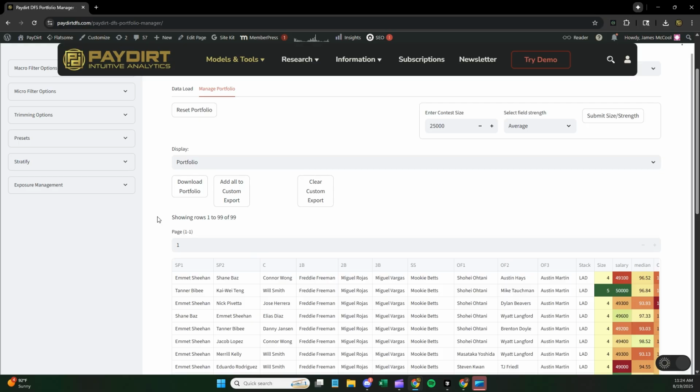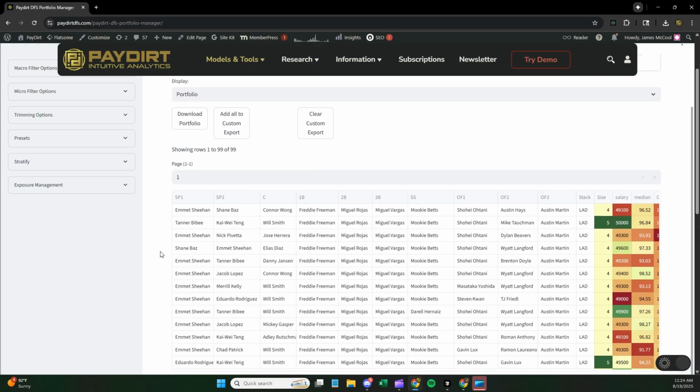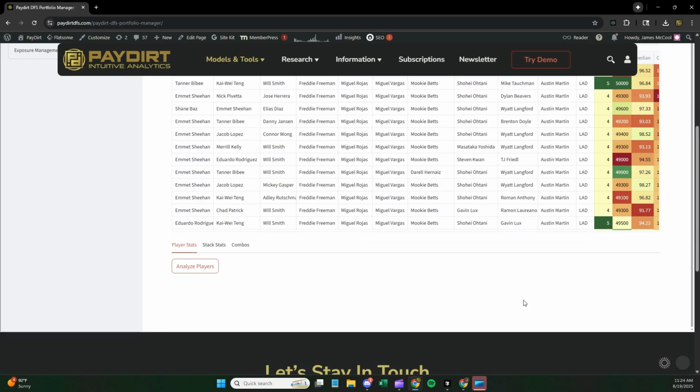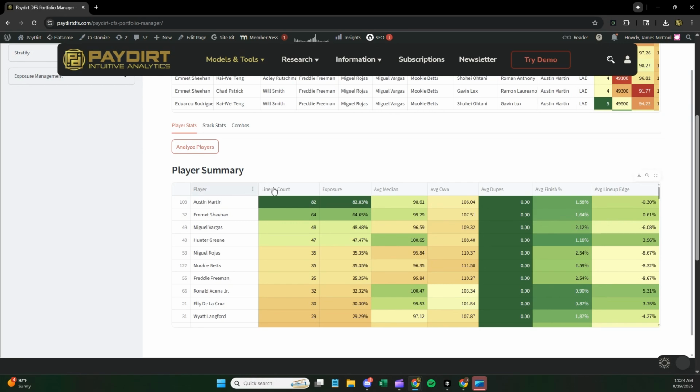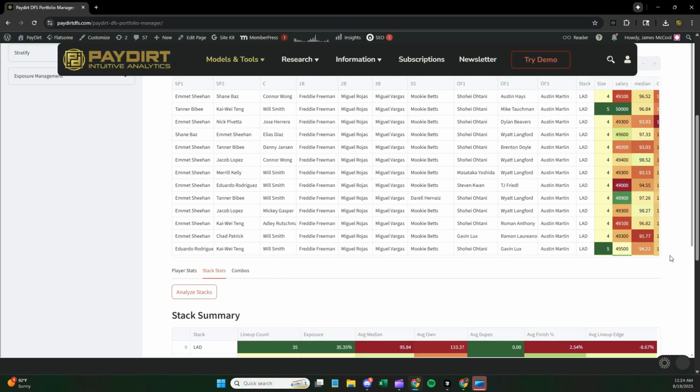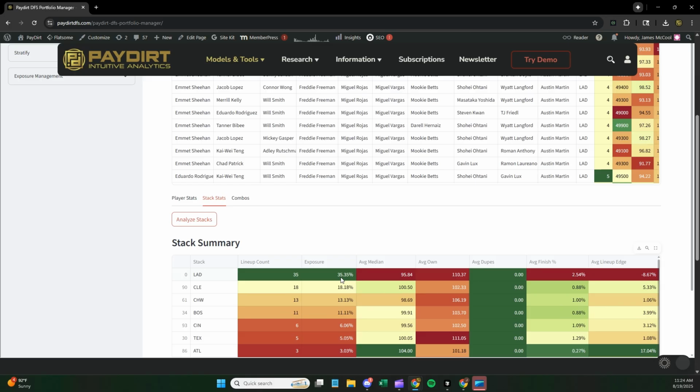The next thing I would do is look at this and say, okay, what do these lineups have? Let me analyze what players are here. This set of lineups has 82% Austin Martin, 64% Sheehan, 48% Vargas, 47% Green, 35% Miguel Rojas, and then we have some Dodgers heavy hitters here. Just based on that, I have an idea of what a single entry lineup should contain on the player level. And I know that I have 35% Dodgers lineups here, 18% Cleveland, 13% White Sox, 11% Boston.